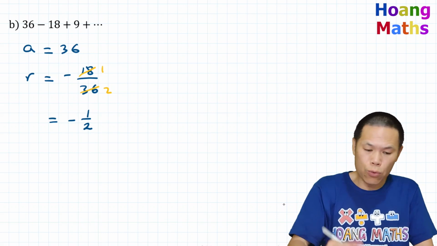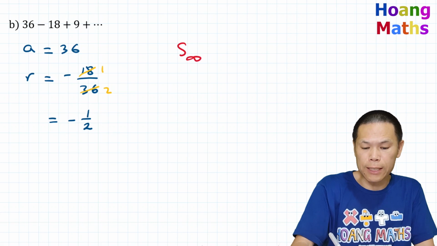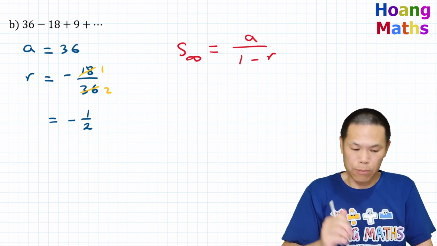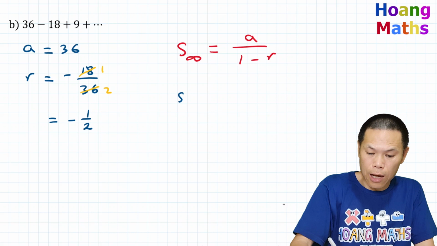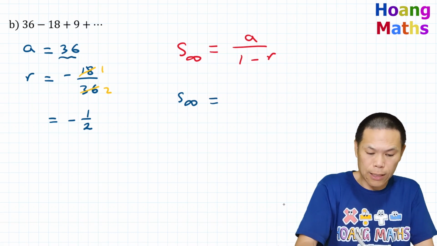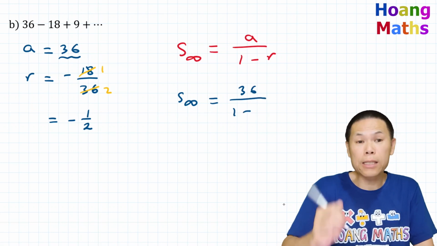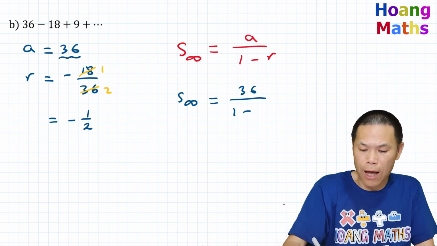So we know the rule. The rule for limiting sum, S of infinity, is equal to A over 1 minus R. Just remember that for me, okay? So therefore, that will give me S of infinity is equal to A, A is 36, over 1 minus the common ratio. And in this case, the common ratio is -1/2.